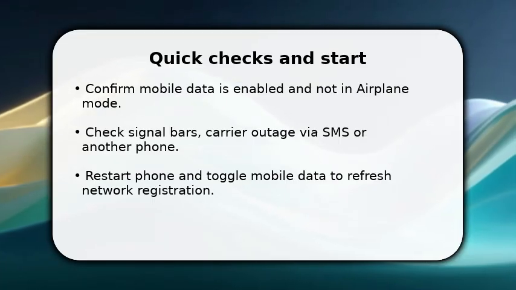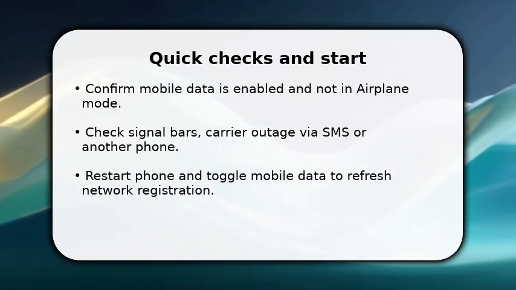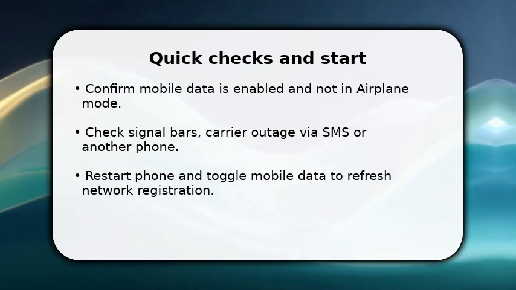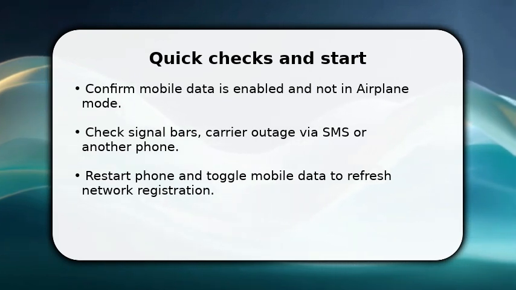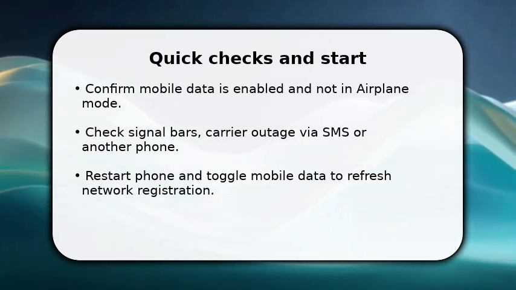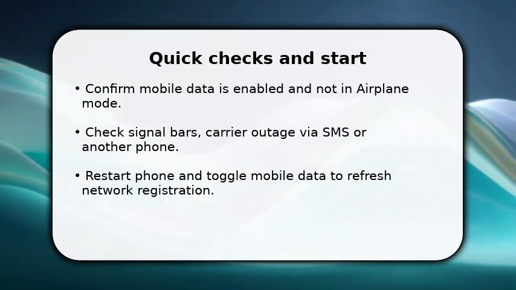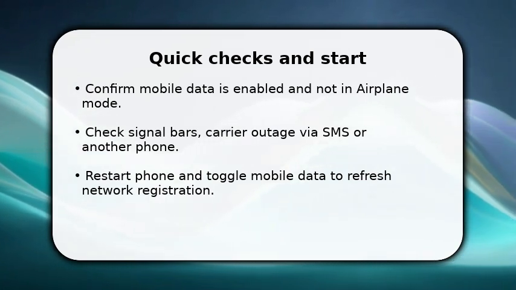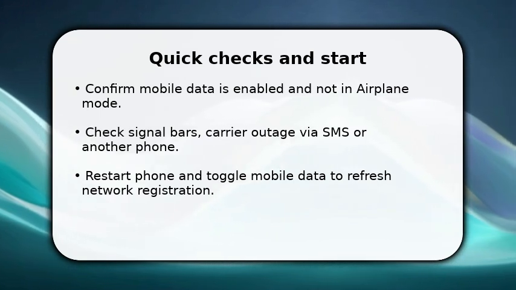You'll begin by verifying the essentials so you can act quickly. First, make sure mobile data is turned on and airplane mode is off. This forces the radio to reconnect. Next, glance at signal bars and, if possible, test another handset on the same carrier to rule out outages. Once done, restart your phone and immediately toggle mobile data off and on again to prompt a new network registration, which often clears temporary connection faults.